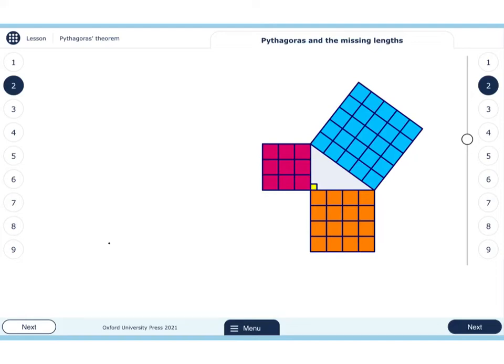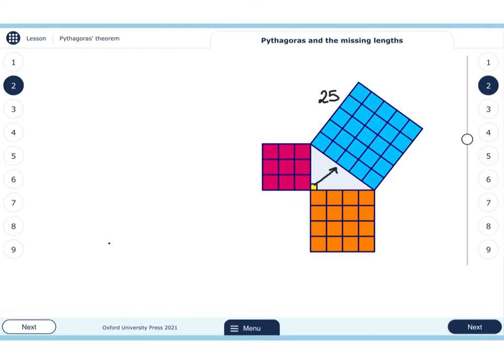Hi, this is Miss Robertson, and today we're going to look at finding the length of one of the smaller sides. Not the hypotenuse, but one of the smaller sides. So remember that the hypotenuse is always opposite the right angle. We've looked at this example a few times now.